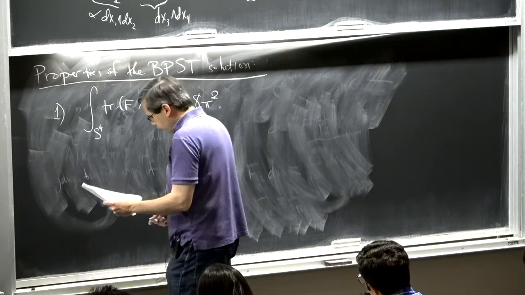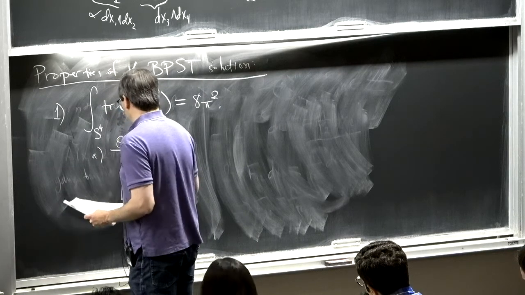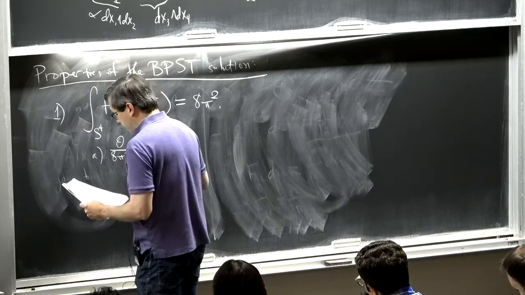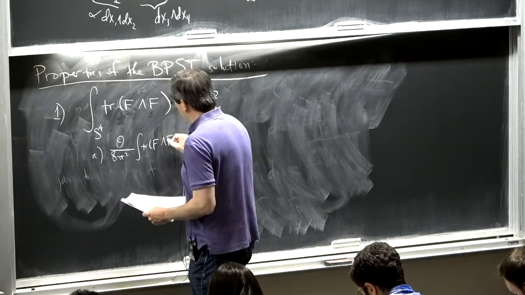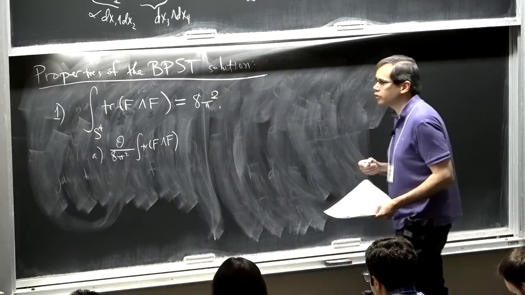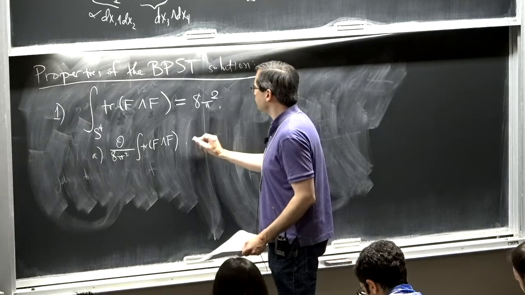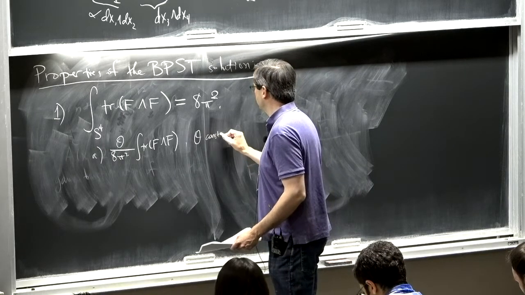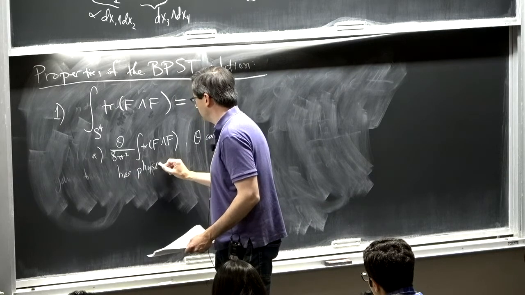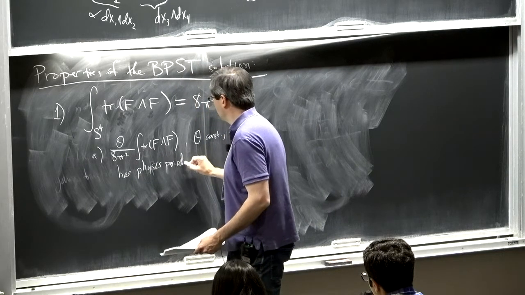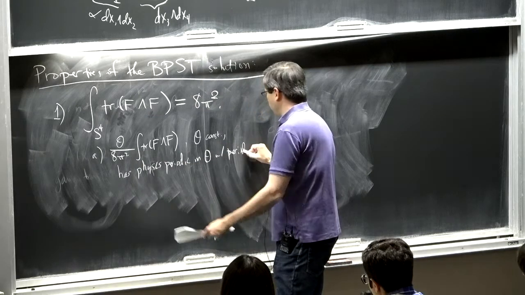I guess kind of immediate corollaries of this are just repeating what we said already. If I add a trace f wedge f term with a constant coefficient theta, my physics is periodic in theta with period 2 pi, if I've normalized it the way that I wrote there.